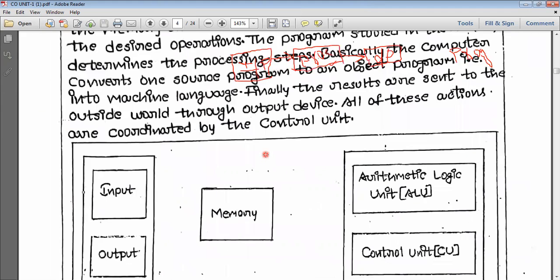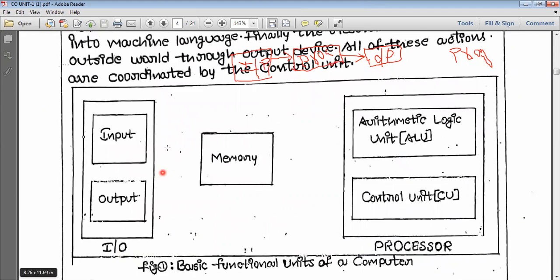So here one diagram will be there. This is IO, input output. This is the memory. This is the processor. In this processor, ALU and control unit will be present. Memory means here we are using primary memory and secondary memory.